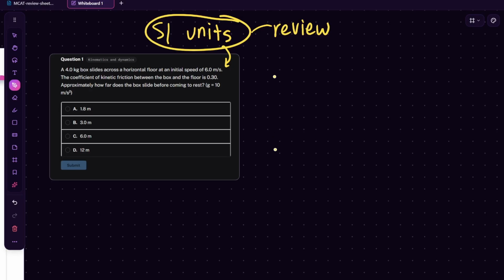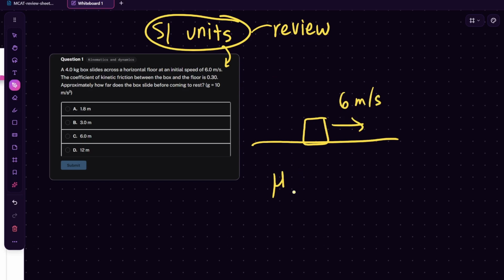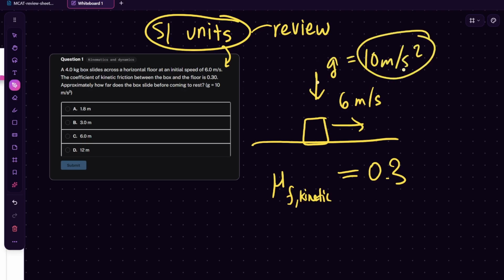So your 4 kg box slides across a horizontal floor. This is the box on the horizontal floor, and it's sliding at 6 meters per second. This is the coefficient of kinetic friction. So the kinetic friction coefficient between the box and the floor is equal to 0.3. Approximately how far does the box slide before coming to rest? And gravity is equal to 10 meters per second squared.